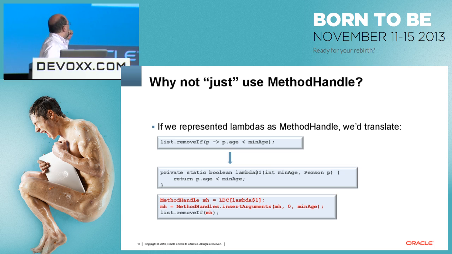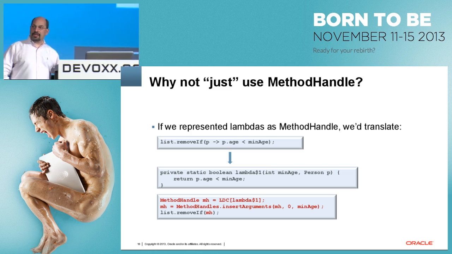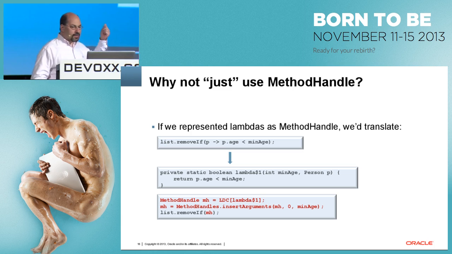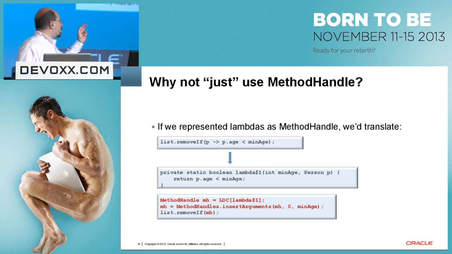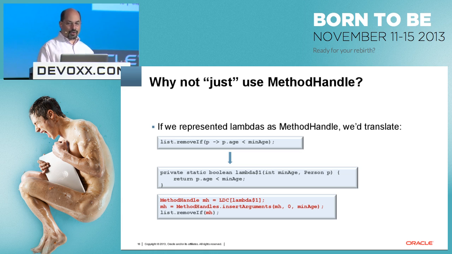The bytecode that would be generated for this call to removeIf would be something like: load a method handle constant out of the constant pool that corresponds to the static method lambda$1, then use the method handle combinator insertArguments to stick the min_age captured argument into that, and now that's a method handle, and pass that to removeIf. So the signature of removeIf would be removeIf(MethodHandle).